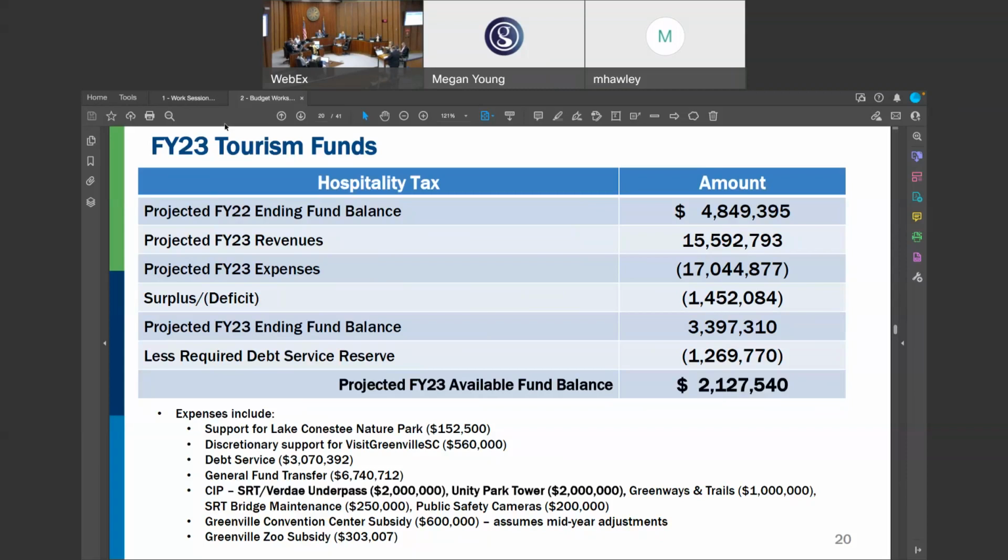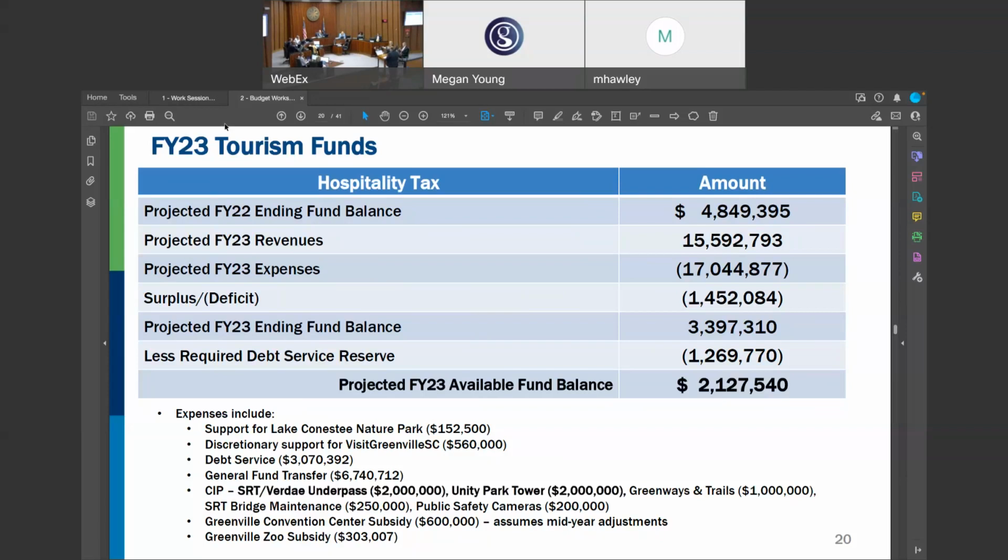Proposed H-tax CIP includes funding for the Verde Swamp Rabbit Trail underpass, a portion of the city share of the Unity Park Honor Tower, and continued funding for greenways and trails, SRT pedestrian bridge maintenance, and public safety cameras. I thought the underpass was $1 million. I think 1.8 plus contingency. Glenn, I knew it was too good to be true. I heard 1.2 to start. Probably didn't include design fees. It's still a better idea than a mammoth, crazy bridge, I think.